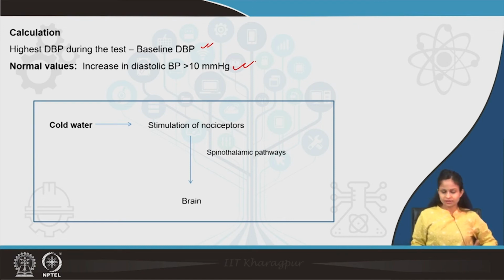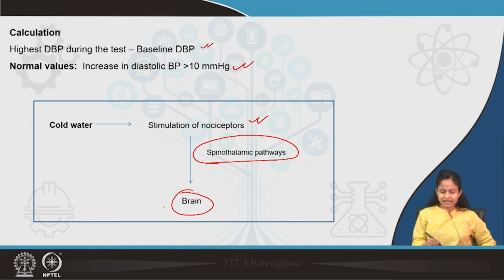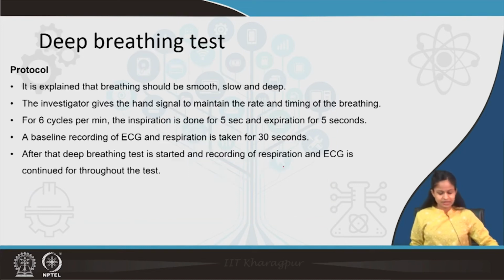The physiological basis, as I already told, is that the cold water will cause stimulation of the nociceptors, and the signals of these nociceptors will be taken by the spinothalamic pathway to the somatosensory area of our brain. While traveling, this gives output to the hypothalamus, the autonomic regulator, which finally causes sympathetic outflow to the heart and causes an increase in the pressure.